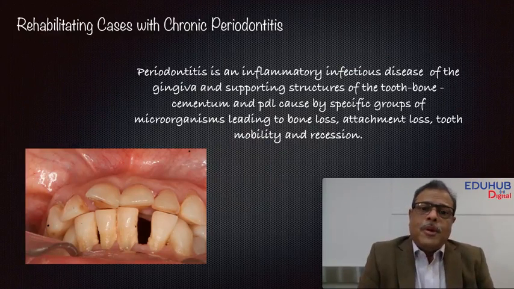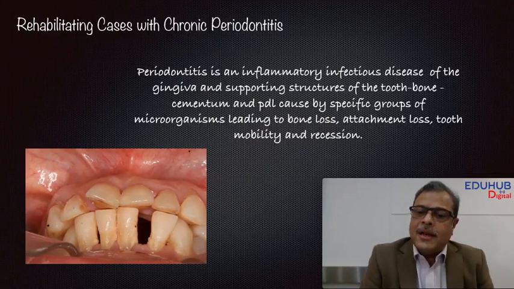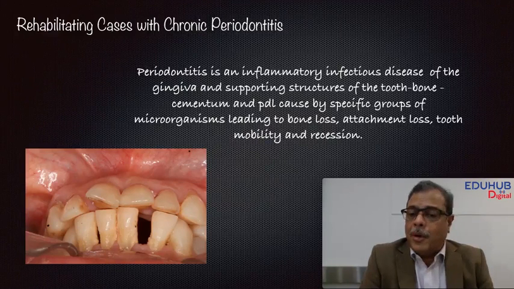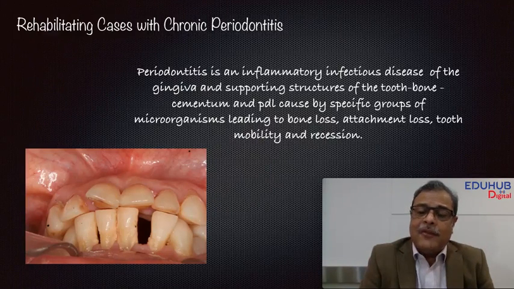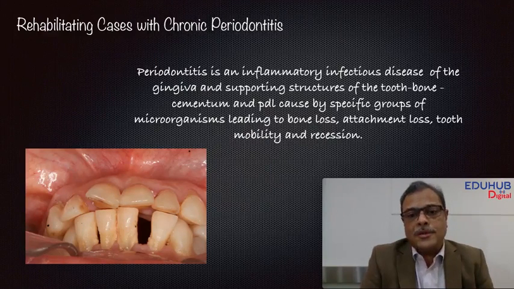So, if you look at the definition of periodontitis, it's just an inflammatory and infectious disease of the gingiva and supporting structures. It can be for the bone, it can be for the cementum, and the periodontal ligament, most importantly. The periodontal ligament is a savior for teeth, and groups of microorganisms which infiltrate this very crucial area and zone lead to attachment loss, subsequently tooth mobility and recession.